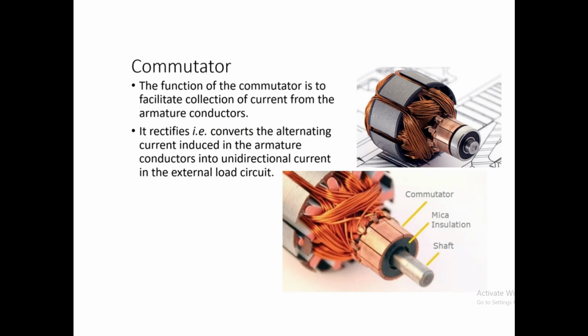Then the commutator. See, this is the commutator connected here. This is the commutator, and it has mica insulation. This is the shaft. The commutator is very important in the case of a DC generator, which helps to convert alternating current into direct current. In the external load, the unidirectional current is produced only because of this commutator. So we can say this converts AC into DC. It's like a converter, a mechanical device which converts AC into DC. It's a very interesting thing in a DC generator. In the case of an AC generator, instead of a commutator, we use slip rings. The other name for the commutator is split rings.